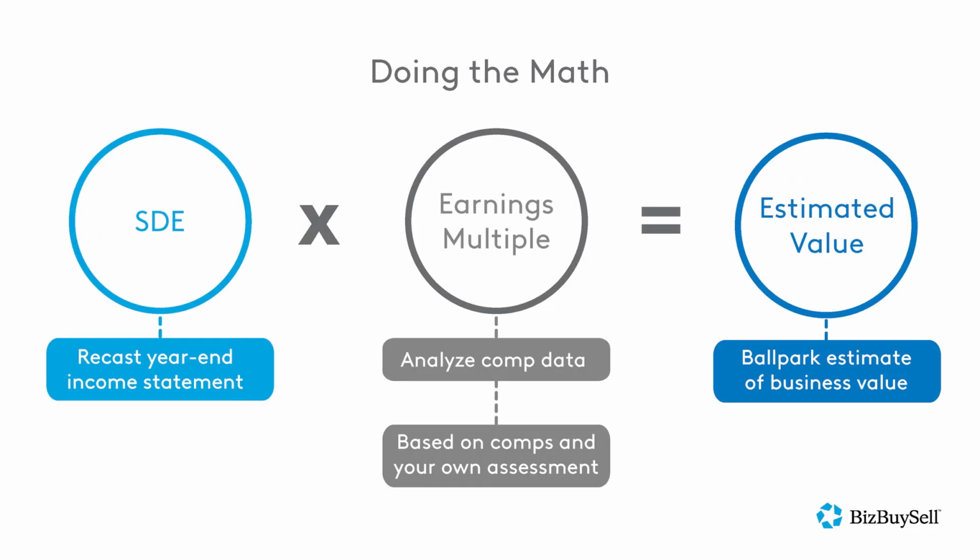Doing the math. This is the easy part of estimating value using the market approach. You have analyzed comparable sales data and learned the multiples achieved by recent sales of businesses similar to yours. Based on market comps and your own assessment of the condition of your business, you have estimated the multiple to use when roughly estimating your business value. You have recast your year-end income statement to arrive at your seller's discretionary earnings, SDE. You are now a simple calculation away from creating a ballpark estimate of the value of your business.